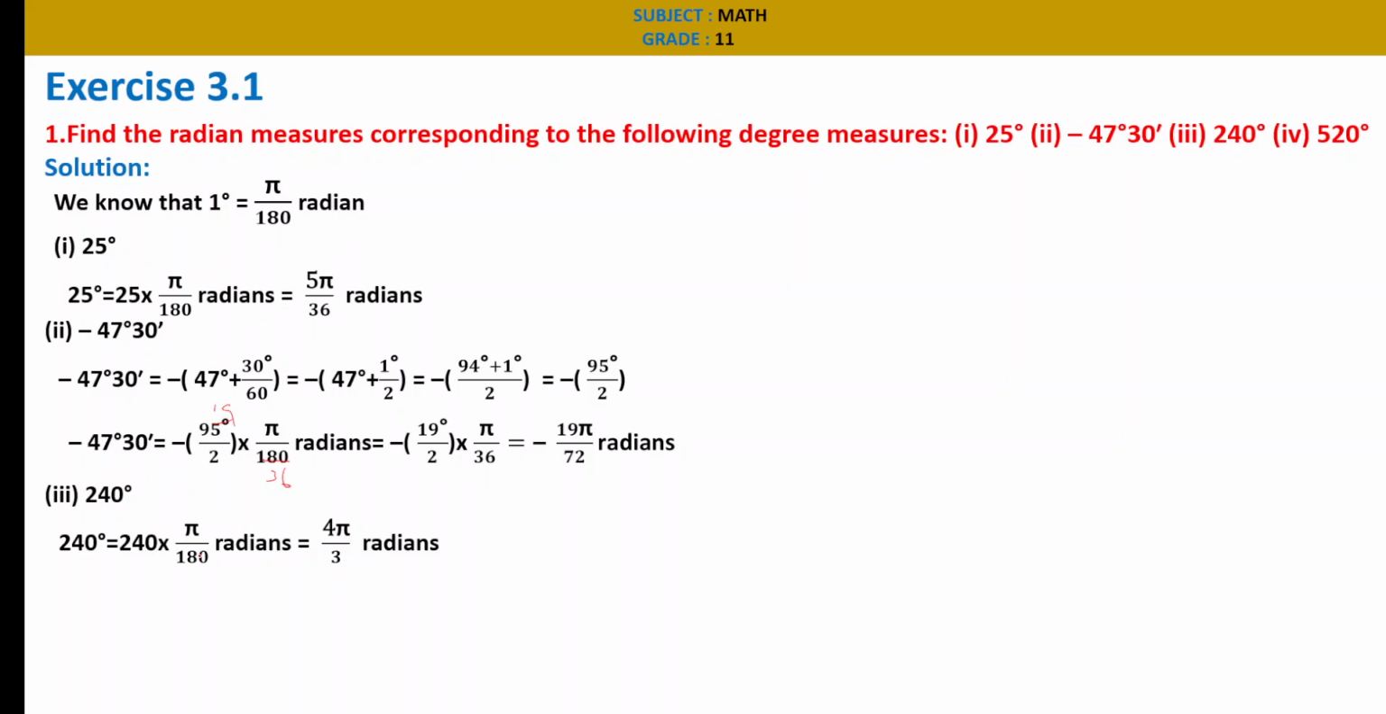Third one, 240 degrees. 240 degrees is 240 into pi by 180 radians. 60 fours are 240, 60 threes are 180. Therefore, it will come as 4 pi by 3 radians. Similarly, 520 degrees can be written as 520 into pi by 180 radians. That is 26 pi by 9 radians.